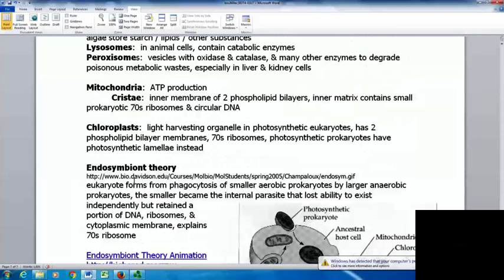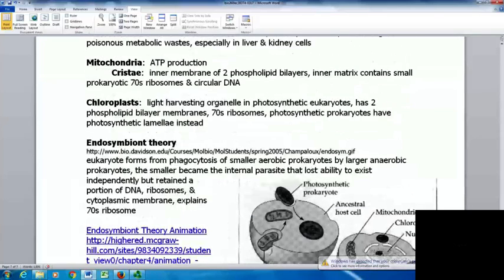Mitochondria are involved with ATP production. This is going to have an inner membrane called the cristae that is going to have two phospholipid bilayers. The inner matrix will contain small prokaryotic 70S ribosomes and circular DNA. The chloroplasts are your light harvesting organelles in the photosynthetic eukaryotes. They have two phospholipid bilayer membranes, 70S ribosomes. The photosynthetic prokaryotes have photosynthetic lamellae instead.